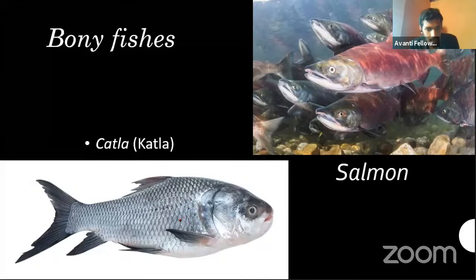This one is what we call cycloid scales. So we have to remove that, then only we can differentiate between cycloid and ctenoid. So this is the catla. This is the freshwater fish and edible.